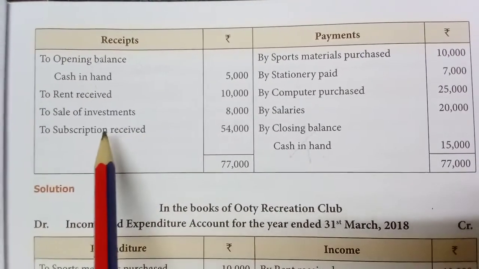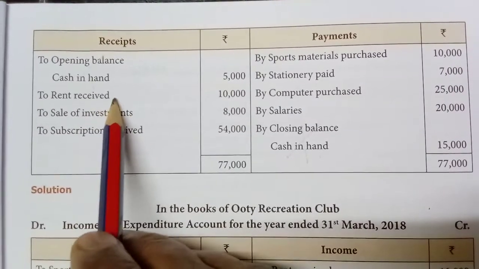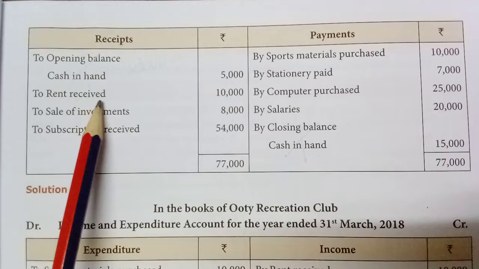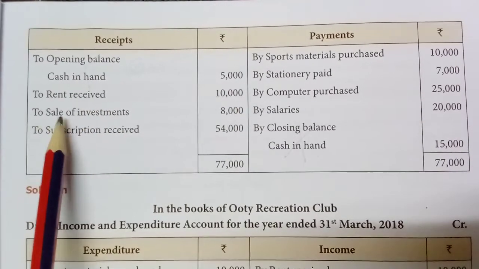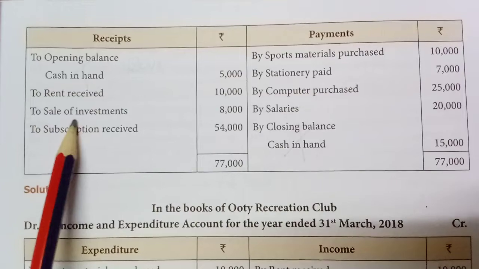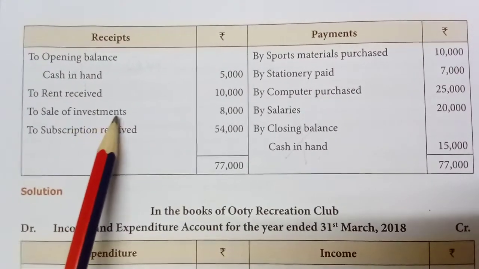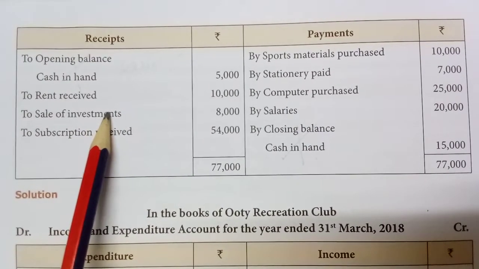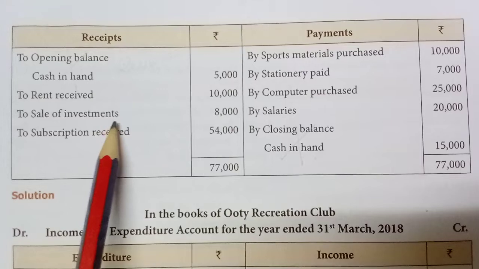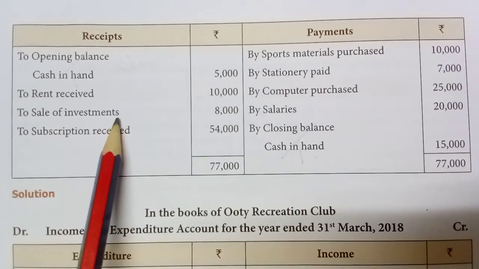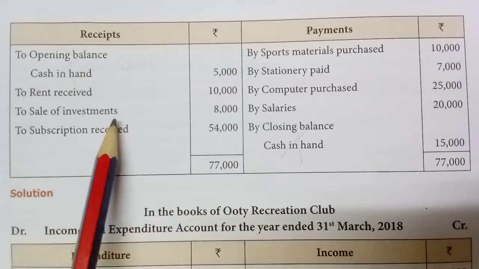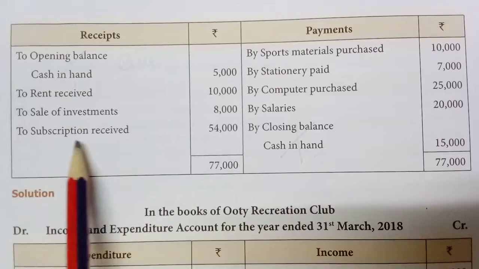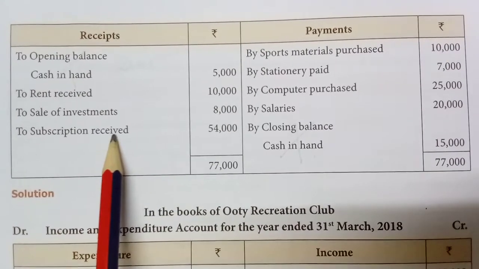What will be the revenue nature? Rent received: you have to see whether it is recurring or non-recurring. Rent received, we often receive, isn't it? It will be coming. Then sale of investment. The sale of investment is an asset, so we should not take this one. If we sell an investment, that is like an asset we are selling, so we should not take it. Only profit or loss on sale of fixed asset should be taken. Then subscription received, nothing is given, so this one is revenue nature.